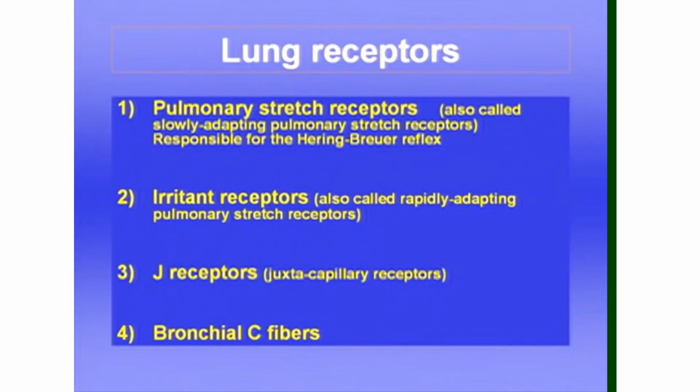That probably the irritant receptors are important there. There are also J receptors, or juxtacapillary receptors, as you can see here. The endings of the J receptors are in the alveolar wall, very close to the capillaries. The evidence for that is that if you inject a substance into the pulmonary circulation, you get a very rapid response of these J receptors. And the J receptors apparently cause rapid shallow breathing. And these may be important in some pathological conditions.